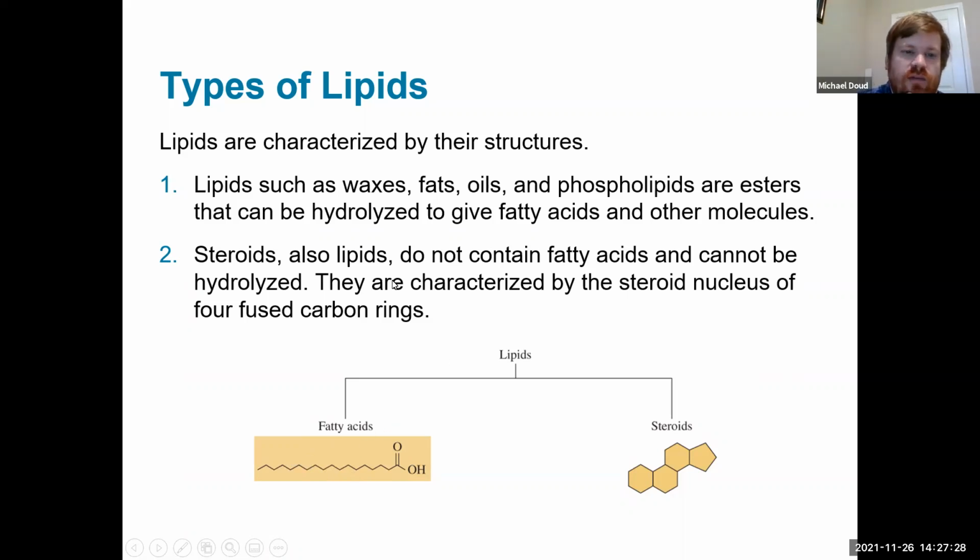Let's see here. So then we have steroids. Steroids is the other part. Steroids don't contain fatty acids. They can't be hydrolyzed. What they have in common is a fused carbon ring structure. There are 4 carbon rings fused together. It's a 6-membered ring with a 6-membered ring and another 6-membered ring, and then a 5-membered ring on the outside.